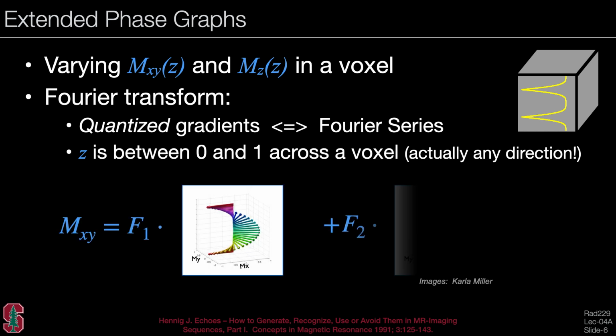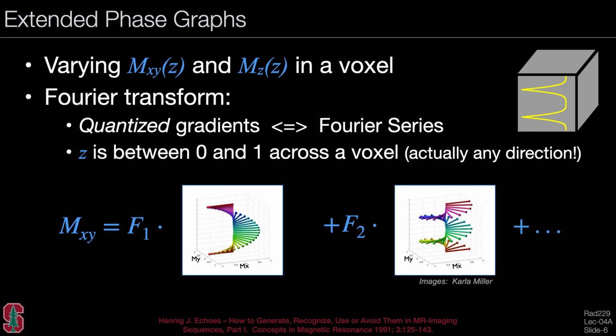If we do this, we can write that the transverse magnetization is the sum of basis coefficients given by the f's multiplied by basis functions, which are these twists. A lot of the work for this has been performed by Jürgen Hennig and other members of his lab, including Matthias Weigel, so you can reference this paper and other papers.